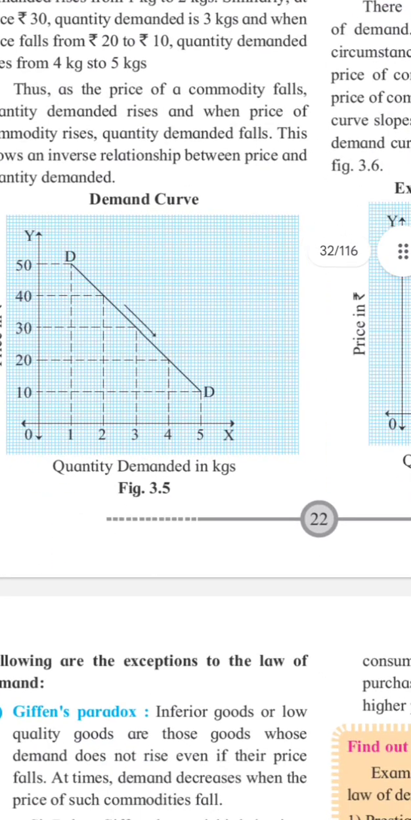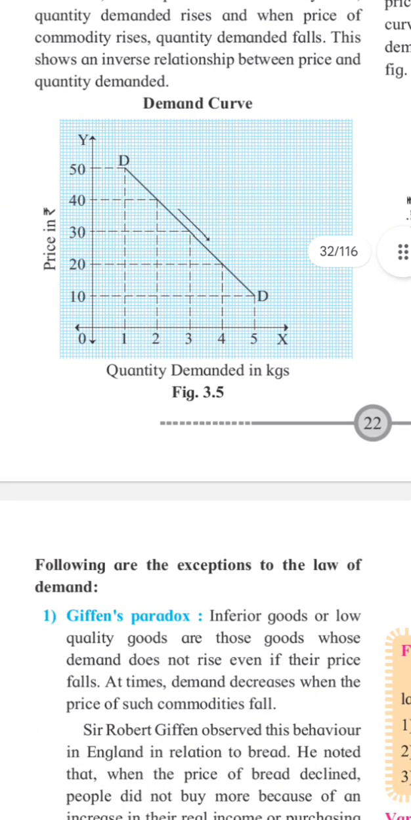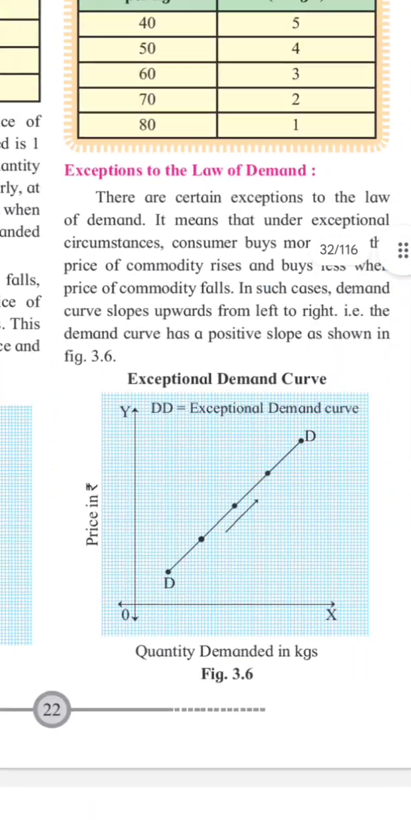You can see the graphical representation which is here, the demand curve. A demand curve is the graphical representation of a demand schedule. So on the x-axis you can see the quantity demanded in kgs, and on the y-axis you can see the price in rupees.